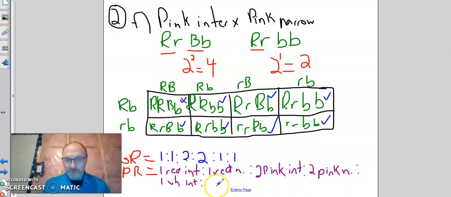And we have 1 individual who's homozygous recessive for both traits, and they're going to be 1 white narrow. Okay. So the one red intermediate individual is going to be here. The one red narrow is going to be there. The two pink intermediate is going to be there and there. The two pink narrow are going to be here and here. The one white intermediate is there, and the one white narrow is going to be there. So hopefully that gives you a hand. Okay.